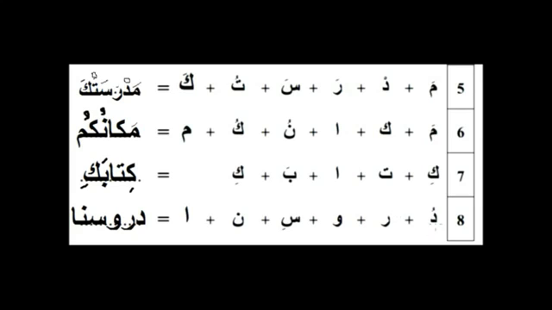So now we said this word is durusina. The dal followed by the ra: not connecting to the ra, because the dal is not a connector. The ra followed by the waw: does the ra connect to the waw? No, because the ra is not a connector.